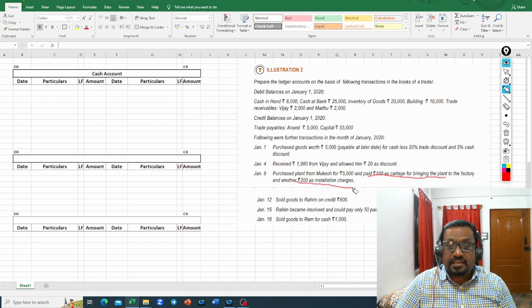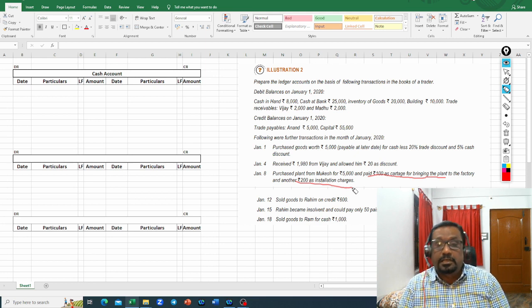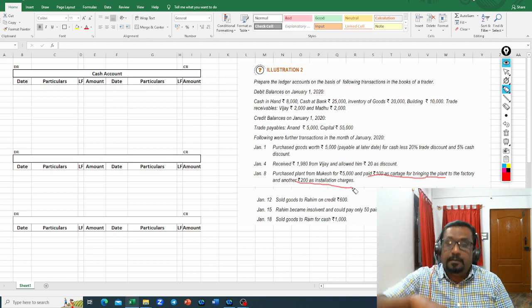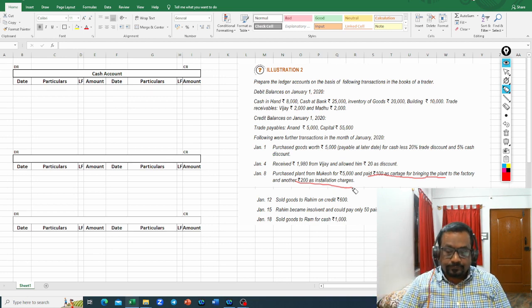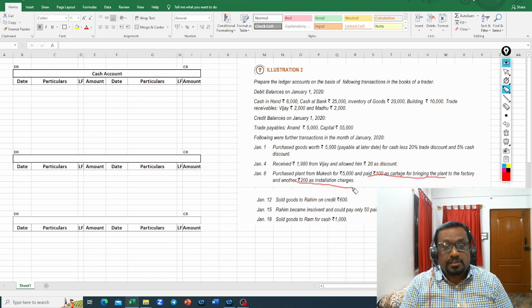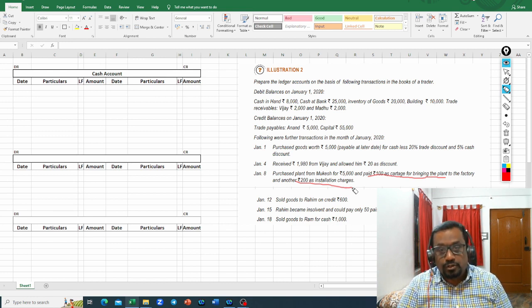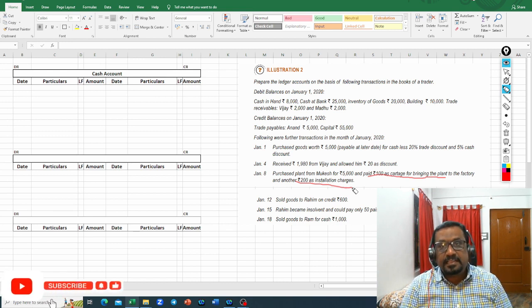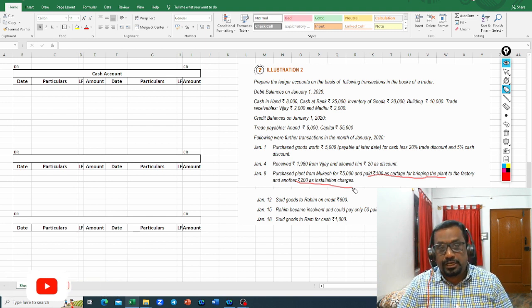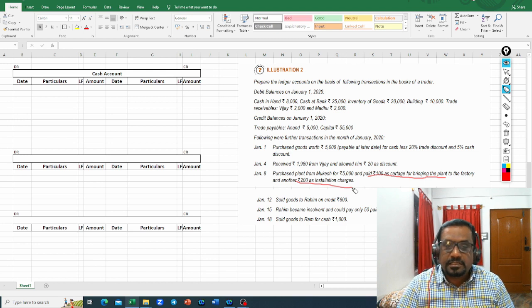And paid 1000 rupees as charge for bringing the plant to the factory, and another 200 rupees as installation charges. Any amount paid for bringing the machinery or an asset to the factory should be capitalized, and any installation charges incurred for installing the machinery are also supposed to be capitalized. When I say capitalized, they are supposed to be debited to your machinery account. Anyway, I'm going to explain all these things while I'm explaining the journal entries.